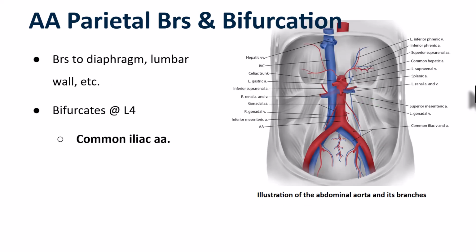And then finally, we have parietal branches of the abdominal aorta. So we'll have branches that ascend up to the inferior surfaces of the hemidiaphragms. We have ones that are serving the lateral wall in that lumbar region, etc. And as we've said before, at about the level of L4, we bifurcate into the common iliac arteries.